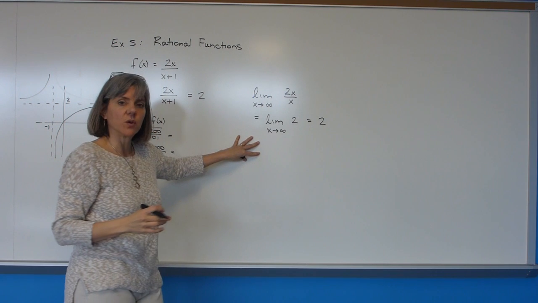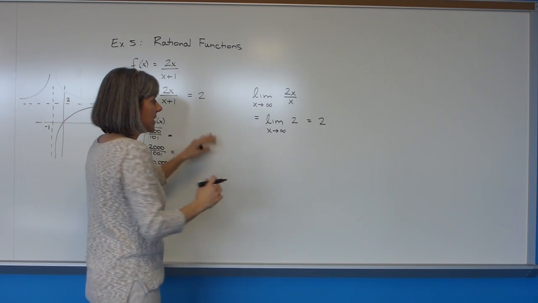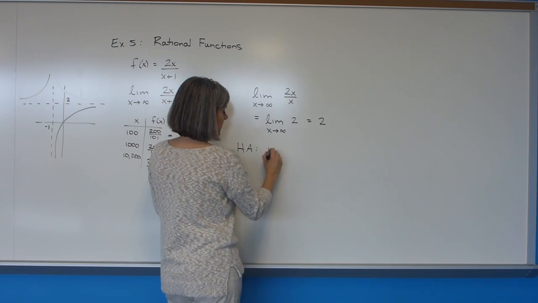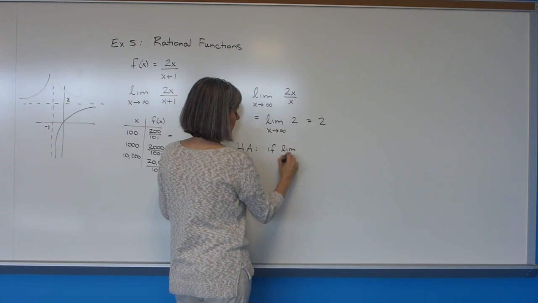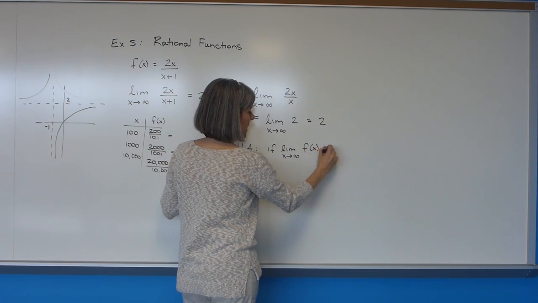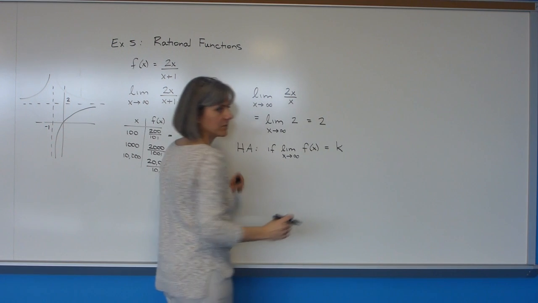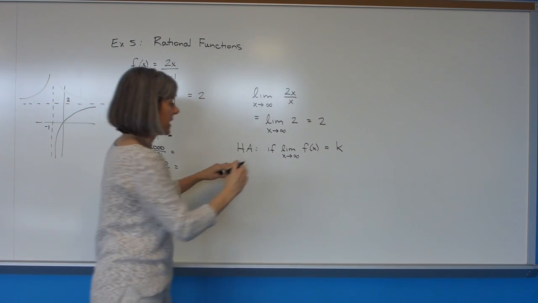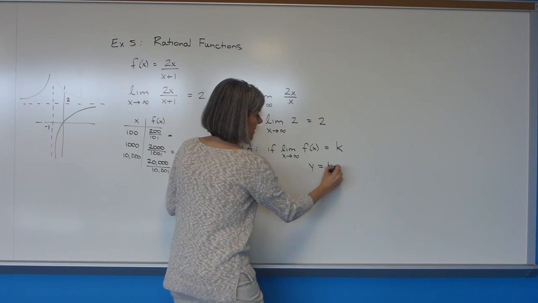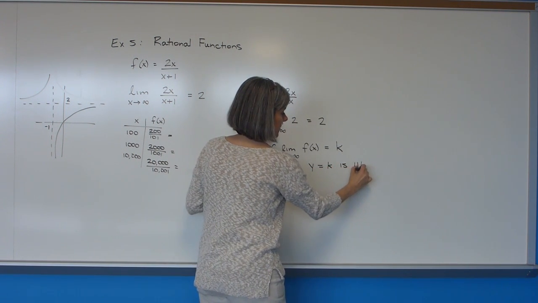So this defines a horizontal asymptote. If the limit as x goes to infinity of any function is a concrete value, k, c, whatever the number is, then y equals k is the horizontal asymptote. Remember, these are y values.